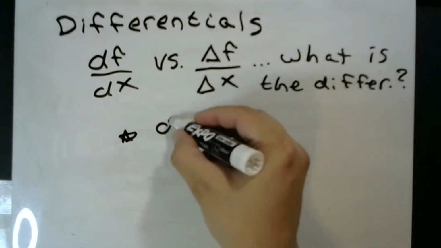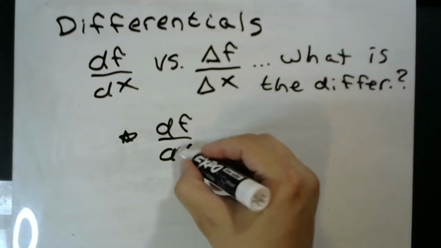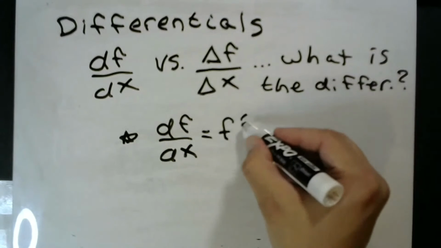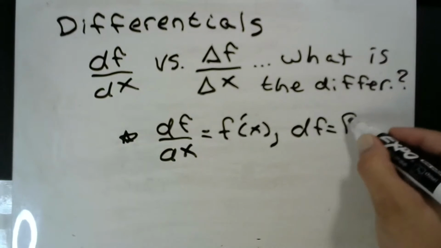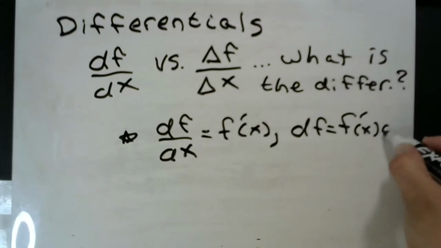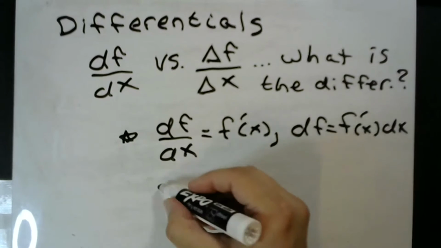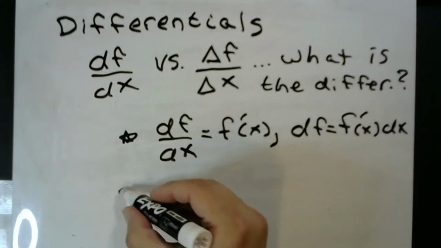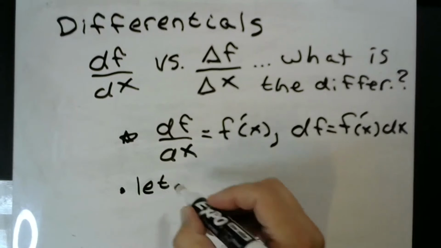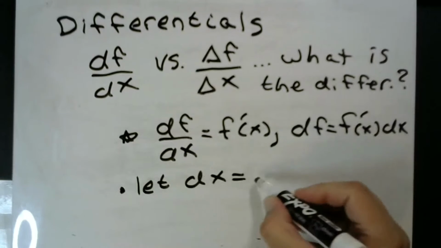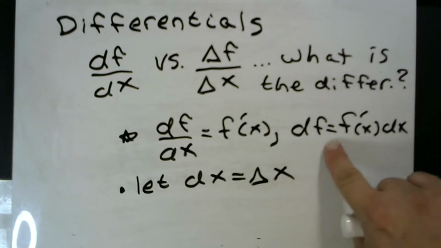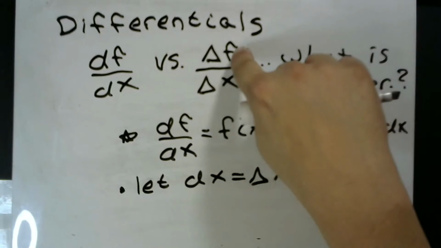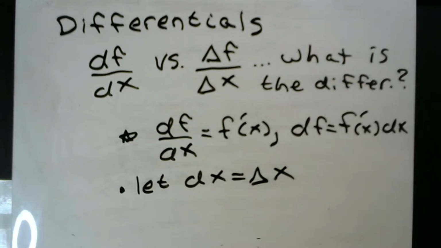But if df dx is f prime of x, well, we can write df as f prime of x dx, where delta f, and what we're going to do, we're going to let dx equal delta x. We're going to allow for that. So that being the case, is this the same as delta f? Is df and delta f, are those the same thing?